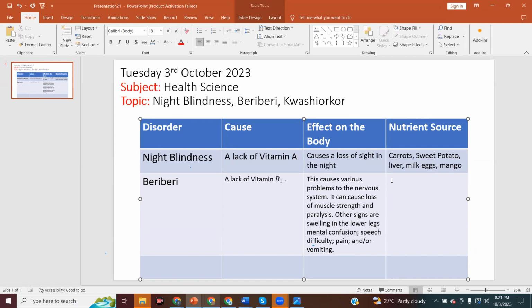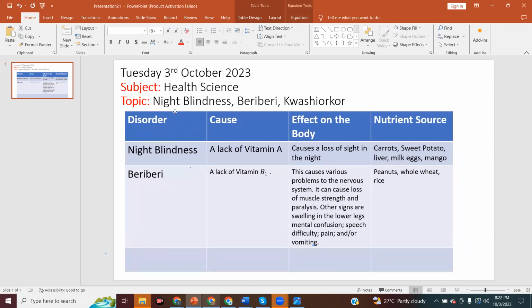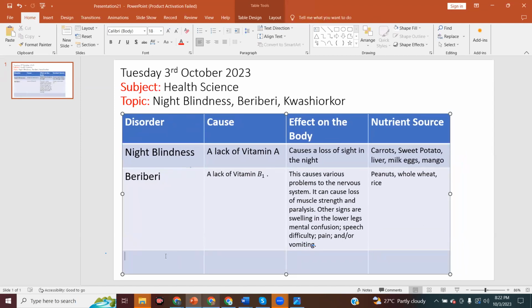Where can we get vitamin B? You can get it in peanuts. We get it in liver, nuts, shellfish, peas and cheese. Whole wheat and rice. Beans. What kind of beans? Black beans. I'm not sure about that. Kidney beans. I'm only sure about the ones that I put. But you can always look it up. There's always more than one source, right?